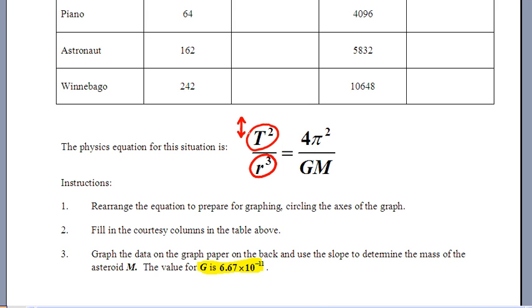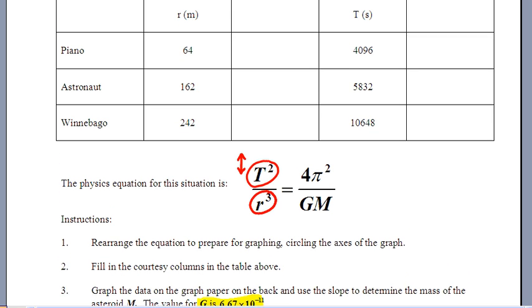And in this story, there are a lot of T's and a lot of R's, but there is only one value for 4 and for pi and for big G and for big M. So your goal is going to be to create a graph, find the slope off of the graph, and then say, hey, that slope is equal to this stuff. That's what it represents. And then ultimately calculate the value for big M.